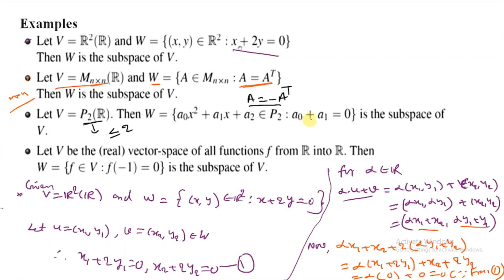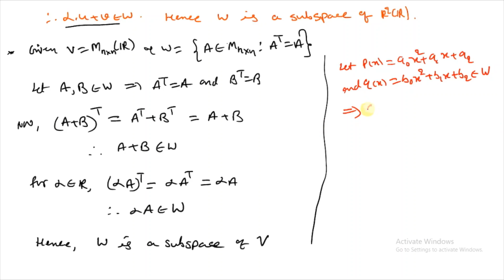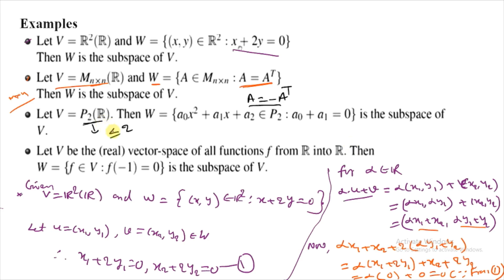It starts with this condition, a naught plus a1. That means the sum of the coefficients of x square and x is 0. That implies a naught plus a1 equal to 0 and b naught plus b1 equal to 0. Now check vector addition and scalar multiplication. Now take alpha belongs to R, the field is R.